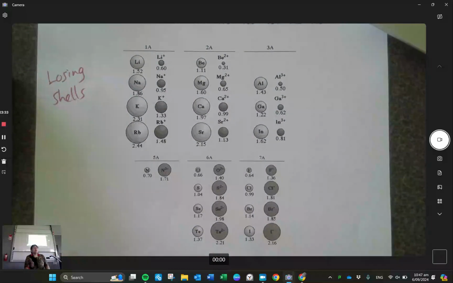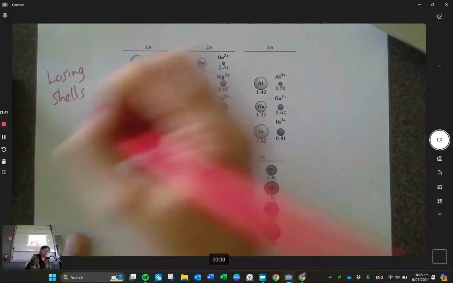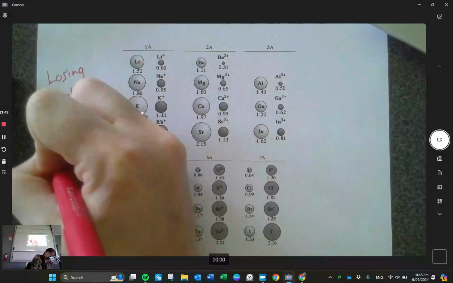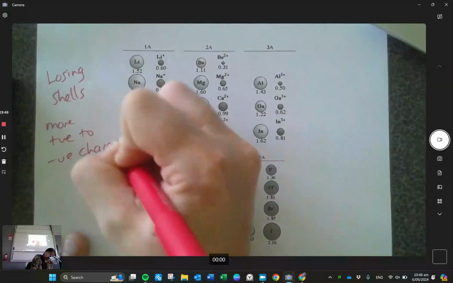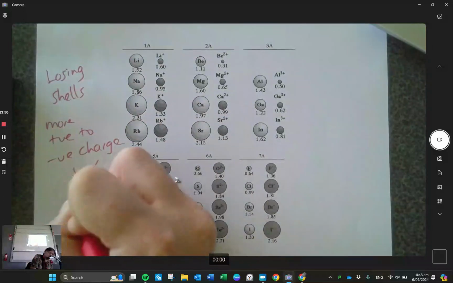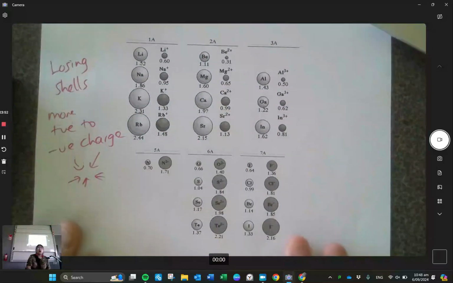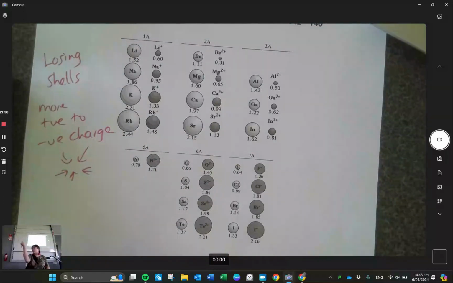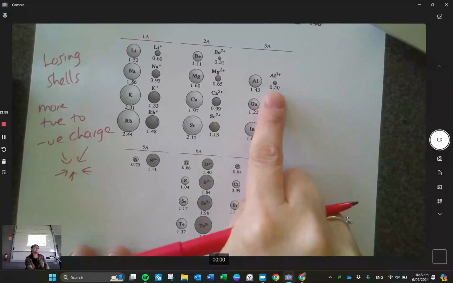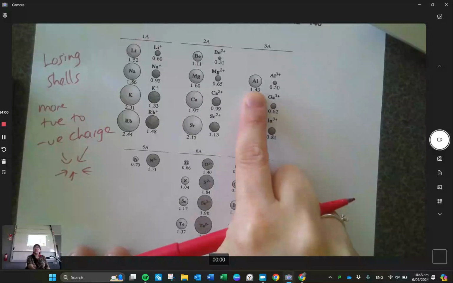The other thing to keep in mind is since we're losing electrons, I now have more positive charge than negative charge, so the remaining electrons are going to be pulled much, much tighter together. So everyone gets pulled in a little bit more. Obviously, the more charges I lose, the stronger that pull is going to be. So that's why these guys are super tiny ions compared to their atoms.